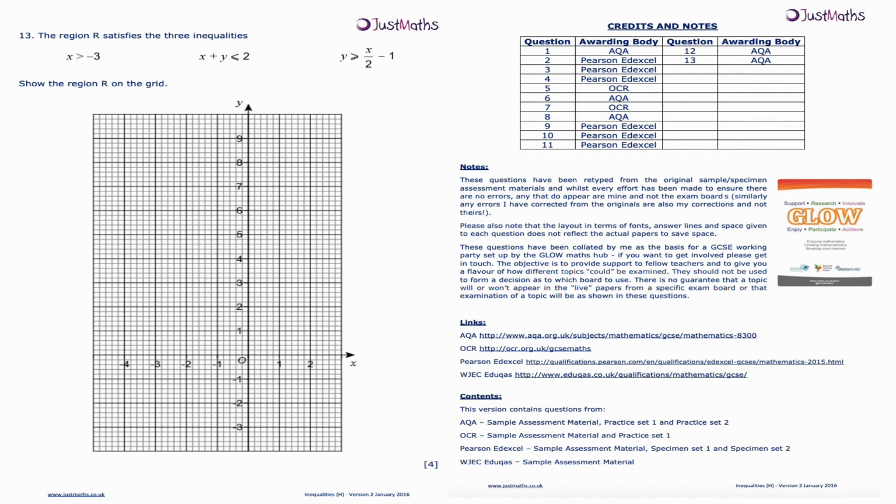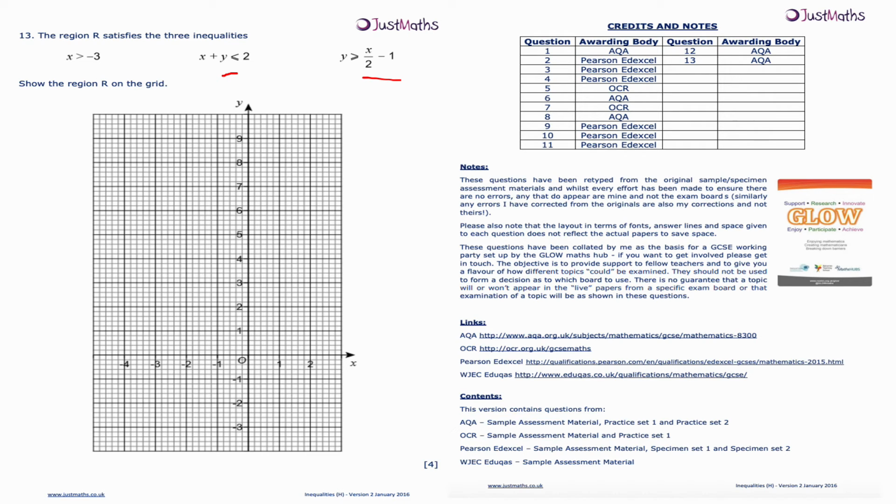This is question number 13. Okay, so plotting the region R. So the region R satisfies the 3 inequalities. x is greater than minus 3. x plus y is less than or equal to 2, I believe. Okay, and then y is greater than or equal to (x minus 1) over 2. If it isn't an equal sign, guys, then I do obviously apologize in advance to you, but it looks like an equal sign here to me, and looks like an equal sign here.